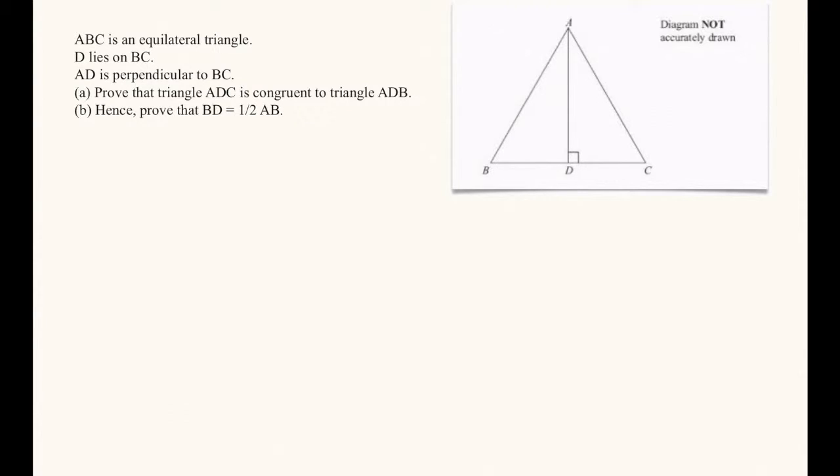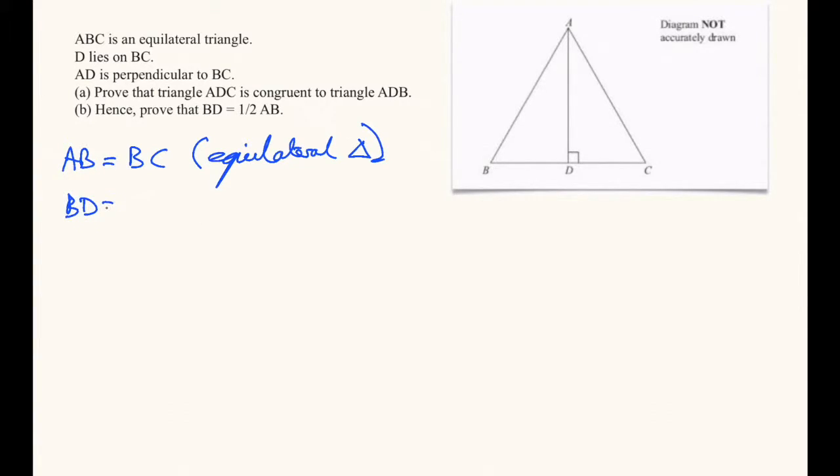There are a couple of extra facts that we need to write down before we move on to showing that BD equals a half of AB. The first thing that we need to show is that we've recognised AB equals BC from the equilateral triangle. The next point we need to recognise is that BD equals DC, and we get this from the proof of congruence on the previous part of the question.